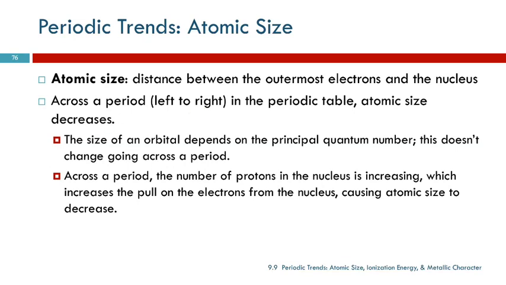This is something that you would not expect because sodium has 11 electrons and 11 protons. Argon has 18 electrons, 18 protons. You would expect that argon would be larger, right? You would expect it to be bigger, but it's actually smaller.